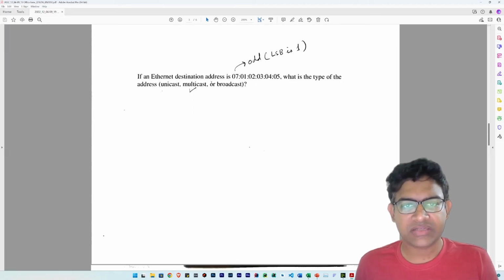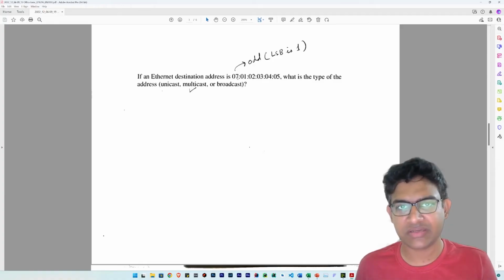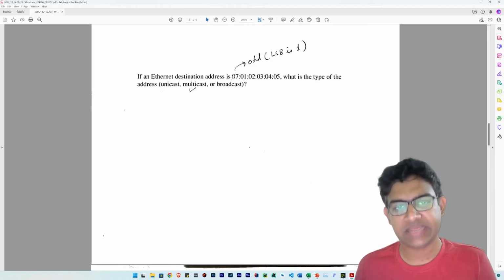If an Ethernet destination address is this, what is the type of the address? Well, you look at the first byte here, which is 07, and it is clearly odd. 7 is an odd number. It's going to be 00000111, and the least significant bit of that is 1 because it's an odd number, and that happens to be a multicast address. If it is even, then it is unicast. And if all the bits here are ones, that is, this is all filled with F's in hexadecimal, that is a broadcast address.